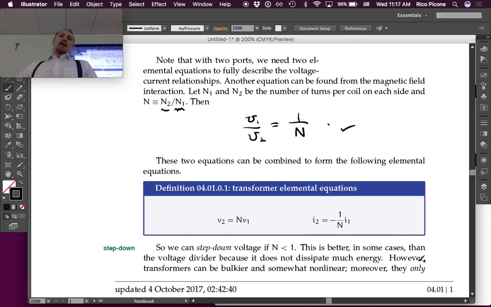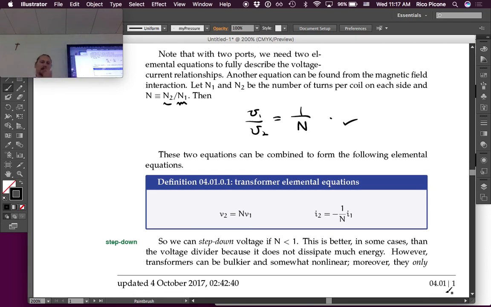So, okay, what are we going to use this transformer to do? We can step down voltage if we make N less than 1. Notice that V2 is equal to N times V1, so if N is like 0.5, then V2 is half of whatever V1 is. This is better in some cases than the voltage divider because it doesn't dissipate much energy. Since these are pretty efficient devices, you can step down the voltage without using a resistor, which is inherently going to dissipate energy.